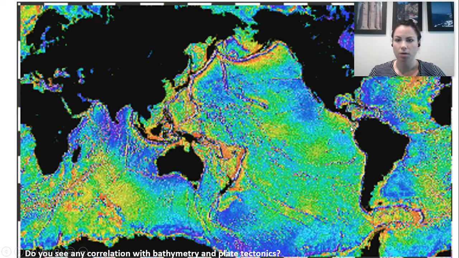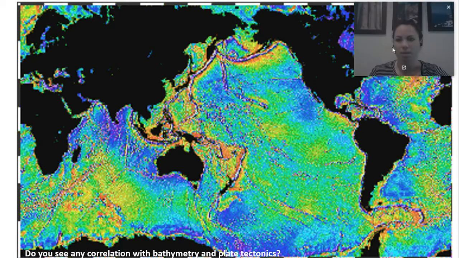Of course, right along the coastlines, we usually see more shallow bathymetry. But if you've ever been in the Pacific Ocean off the coast of California, you know that it is very cold and it can get deep very quickly. And we see that reflected here with our bathymetry map. And of course, everything about this course is always related to plate tectonics. So do you see a correlation between plate tectonics and bathymetry?